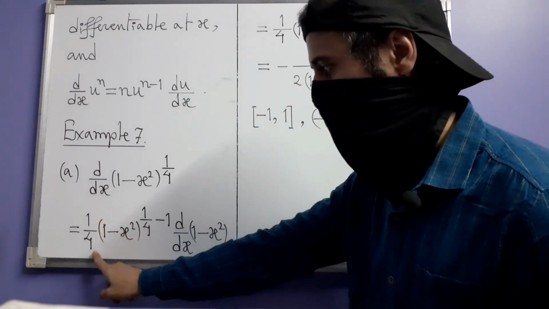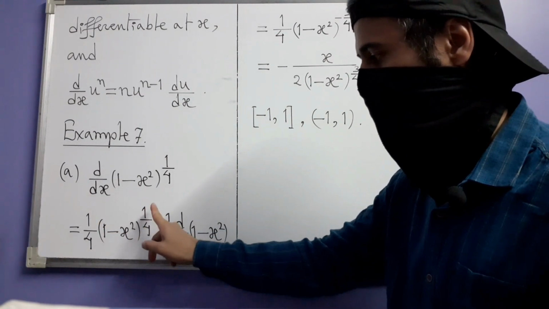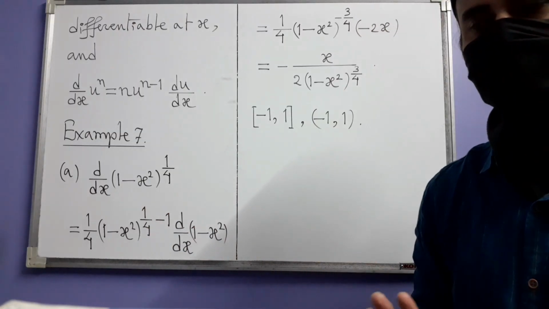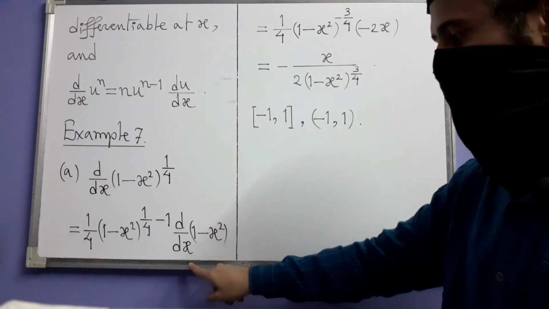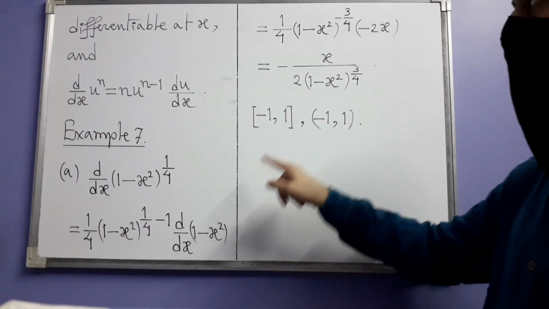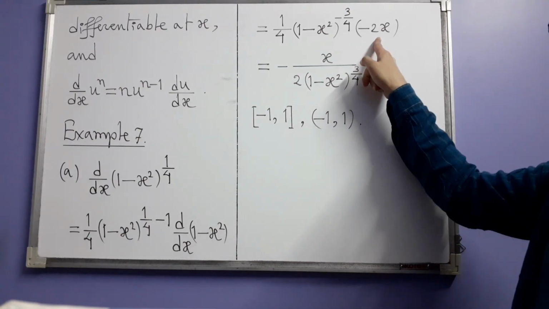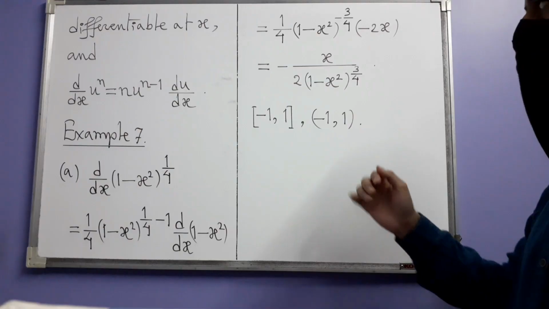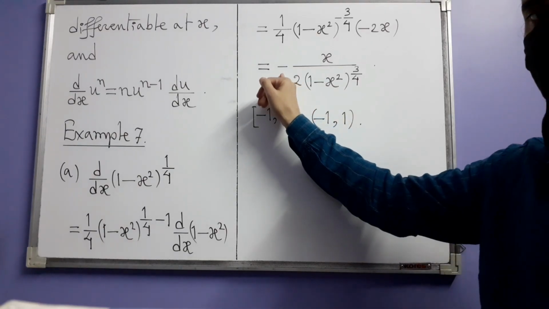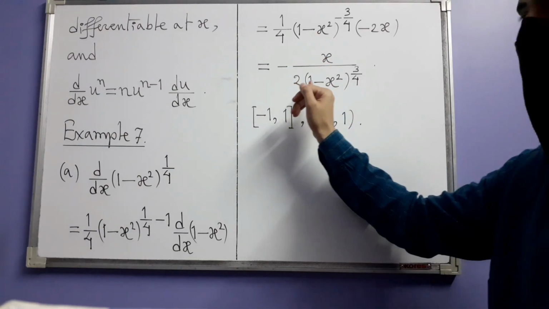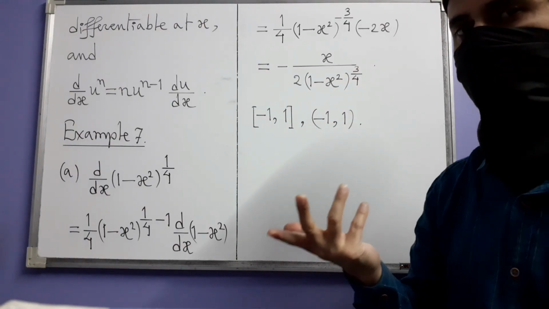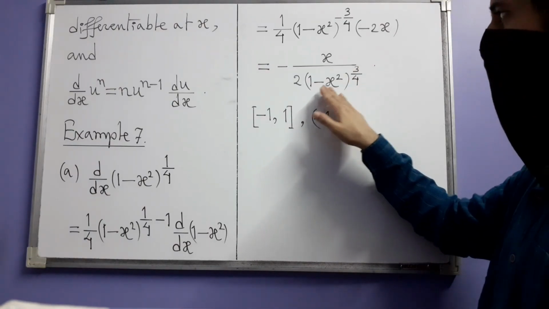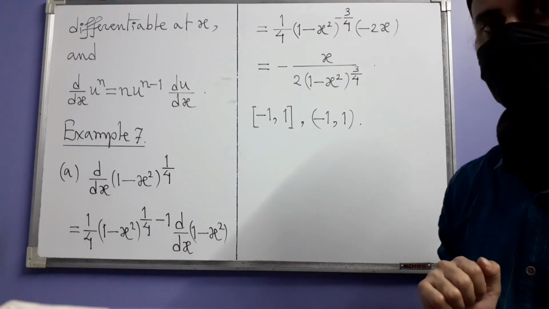So you get 1 over 4 times 1 minus x square to the power 1 over 4 minus 1, and then you multiply that with the derivative of u with respect to x, and this one of course is minus 2x, and then after a little simplification this is your derivative: minus x divided by 2 times 1 minus x square to the power 3 over 4.